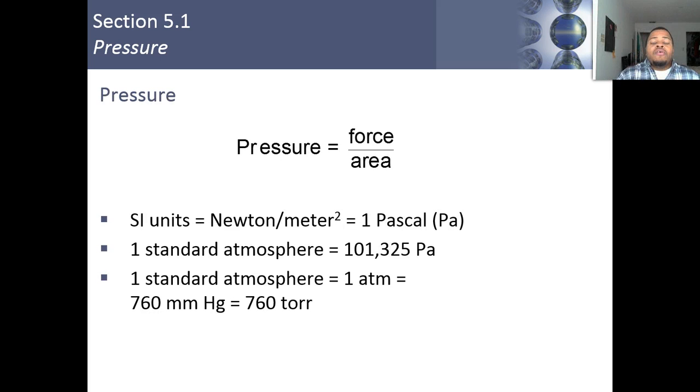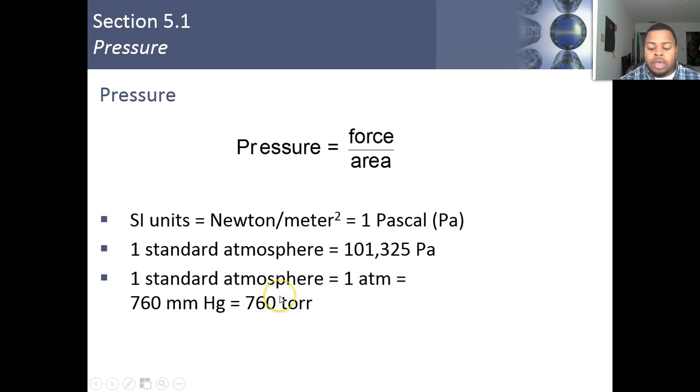Now, pressure overall, if we look at it from a physics standpoint, is looking at the amount of force applied per unit area. The unit that we usually look at is what we call a Pascal. This is the SI unit. It's a Newton over meter squared. Now, when we deal with one standard atmosphere, we're looking at 101,325 pascals, or as we talked about before, 101.3 kilopascals.